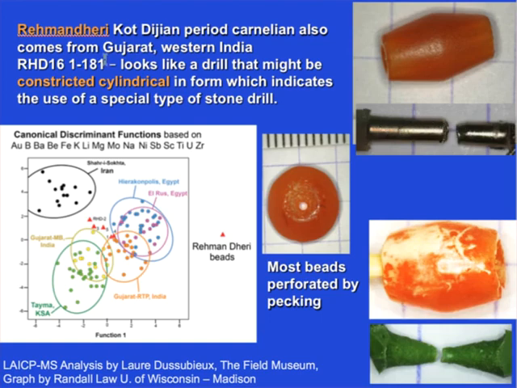But Remanderi also has the earliest evidence for straight cylindrical drilling, which indicates the use of a specialized stone drill. This is a constricted cylindrical stone drill. So this would possibly be the earliest use of the ernestite drills. Now the question is, where did that drill come from and who developed that technology? This is something that we still need to work on in the future.